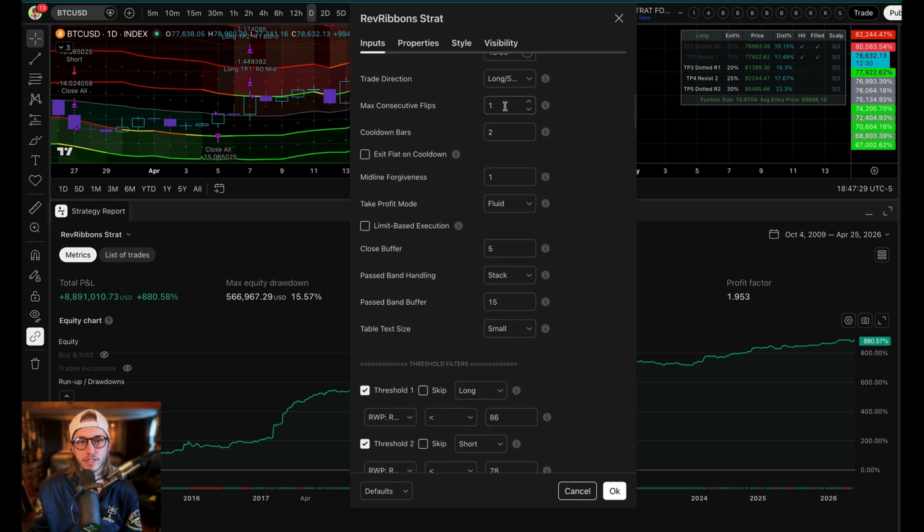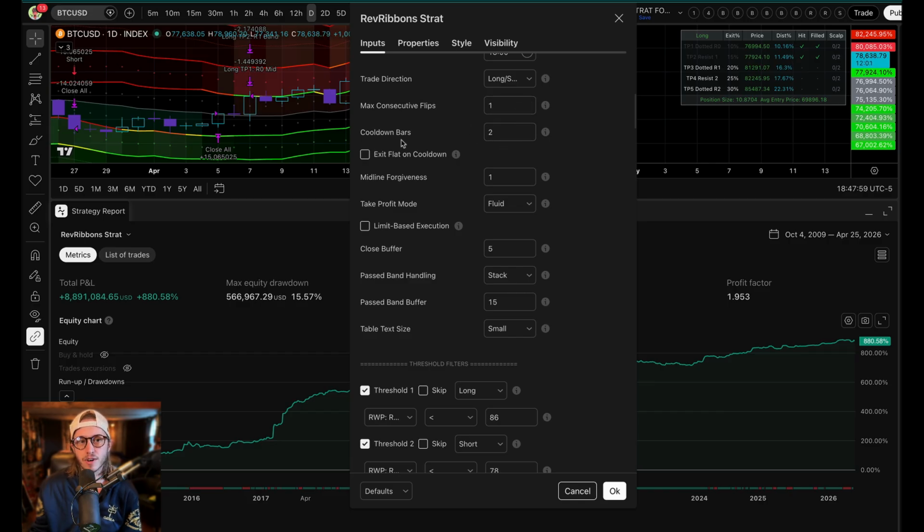Okay, the next thing to look at is max consecutive flips. Now this is a very important thing to understand, because this will not trade quite as expected if you are using this. What I mean by that is I found that Bitcoin and assets in general will at times flip-flop back and forth over the midline and eat up equity. So it is very helpful to only let it flip a certain number of times within a certain number of bars. Right now it's set so that every 2 bars it can change direction 1 time.